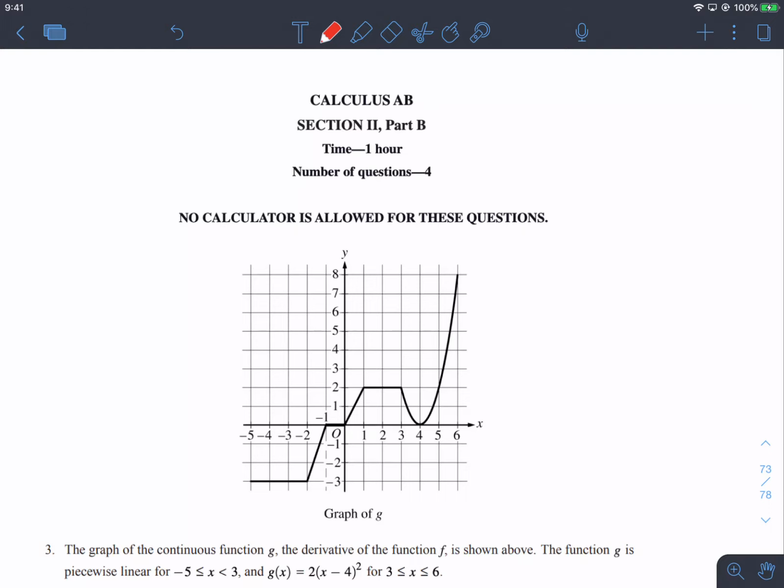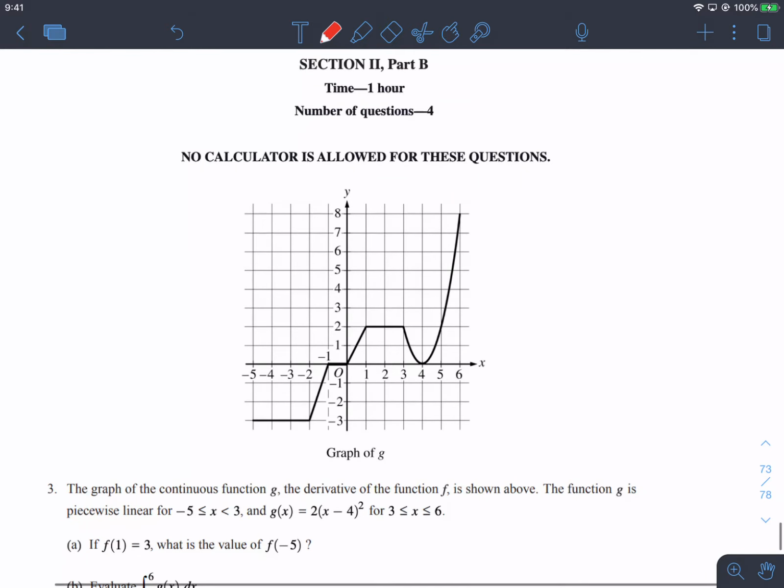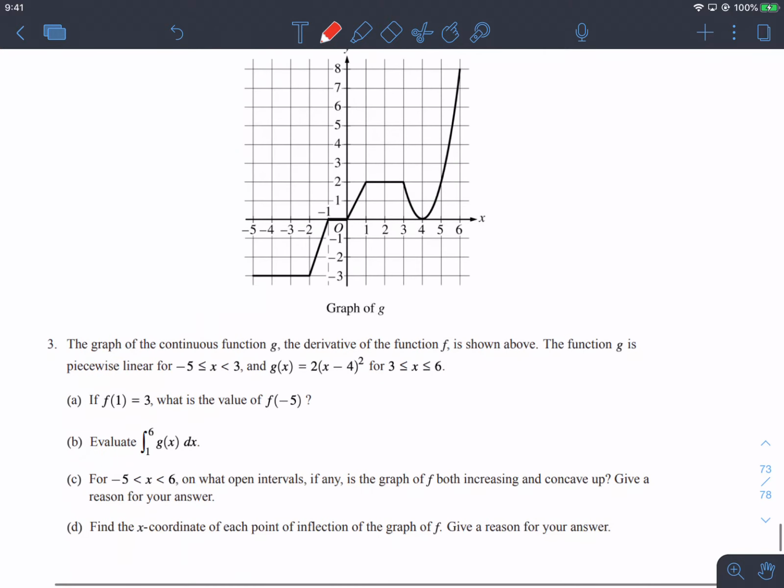Okay, so 2018, number 3. The graph of a continuous function g, the derivative of the function f, is shown above. The function g is piecewise linear for x between -5 and 3, and g of x is equal to 2 times (x - 4) squared for x between 3 and 6. And there's the graph of g.